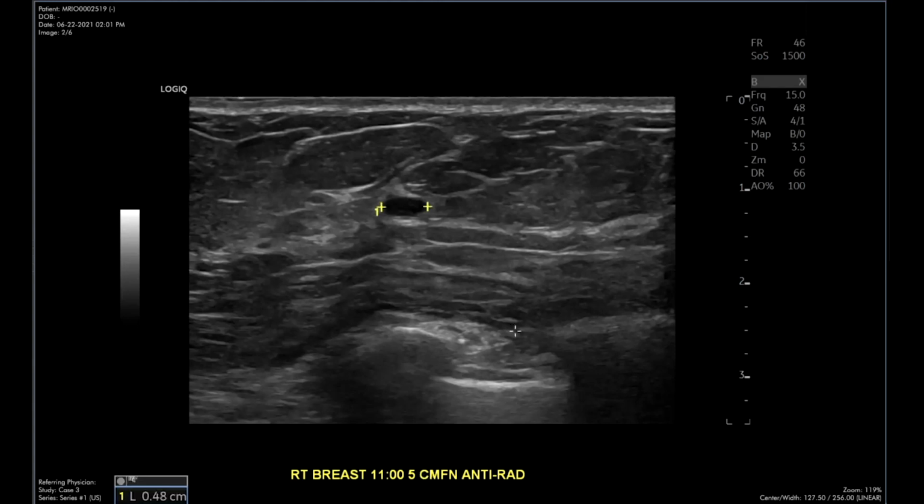And here we see this simple cyst. So that oval circumscribed mass on mammogram may have met criteria for a BI-RADS 3, but we know that since it correlates to this benign finding on ultrasound, we can give this a BI-RADS 2 instead.